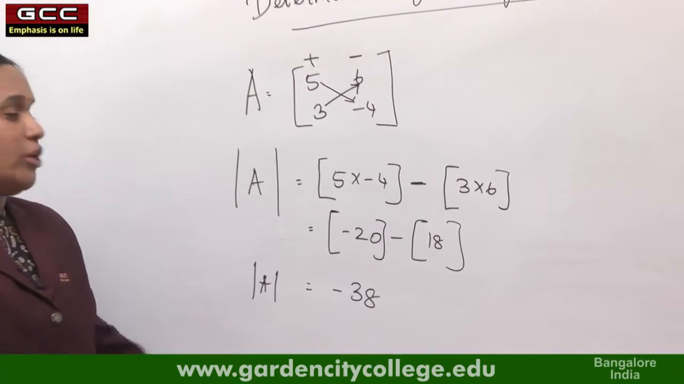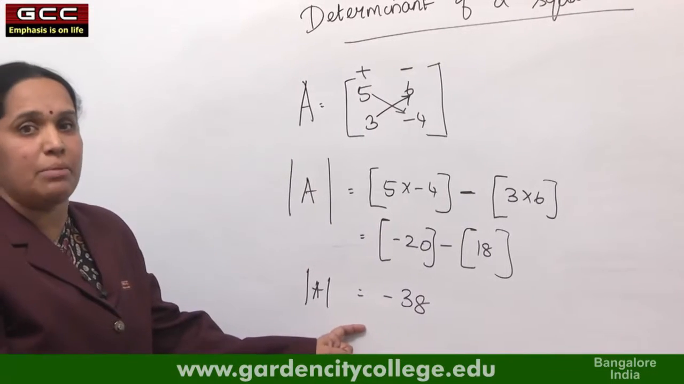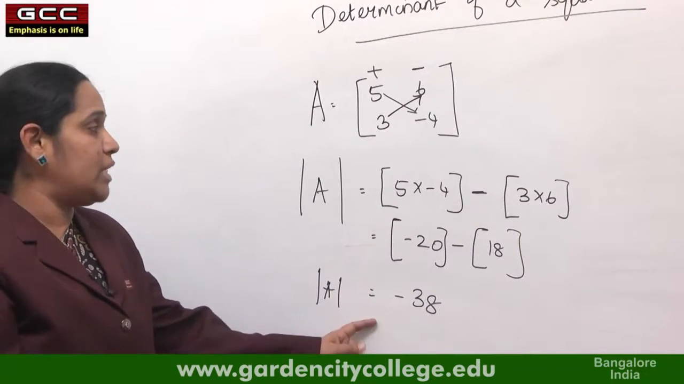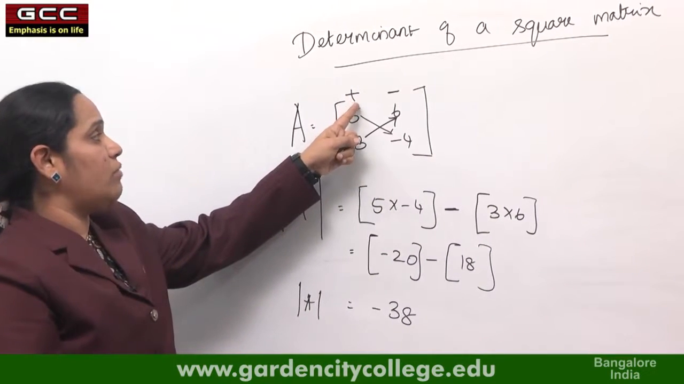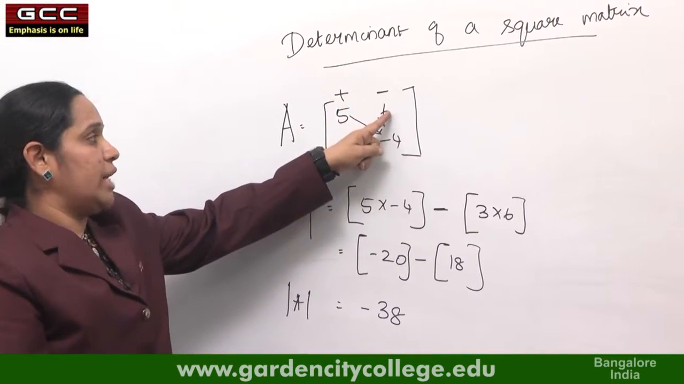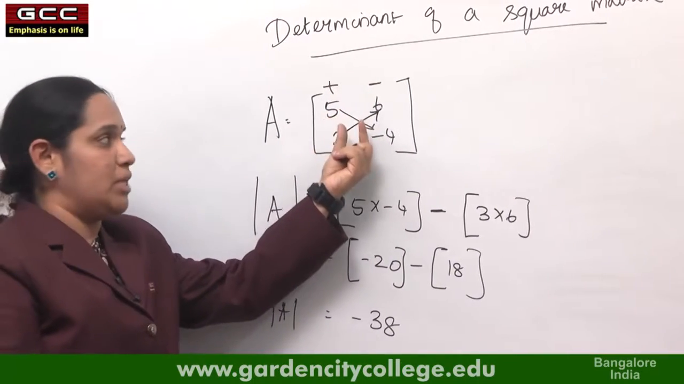Please note that the determinant of A can be 0, can be negative, or can be positive. So, this is the process of finding a determinant. For the first element the sign is always plus, for the second element the sign is always minus, because it represents the position of the element.